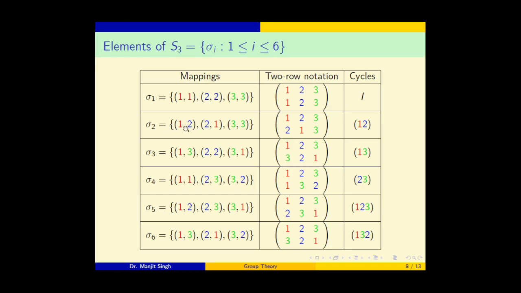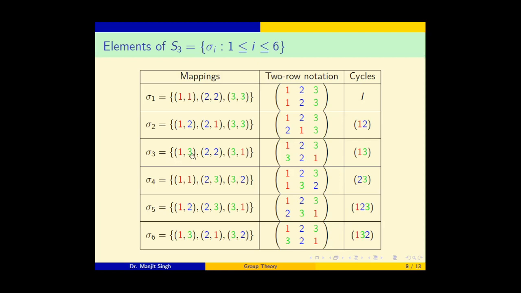Sigma 2, in which 1 moves to 2, 2 moves to 1, and 3 remains fixed. So we can write in Cauchy form 1 goes to 2, 2 goes to 1, and 3 is fixed. While writing a cycle, we drop the element which remains fixed under the permutation. This notation is very useful. So now we can write (1 2). It means that 1 has image 2 and 2 has image 1. Since 3 is not there, 3 has image 3.